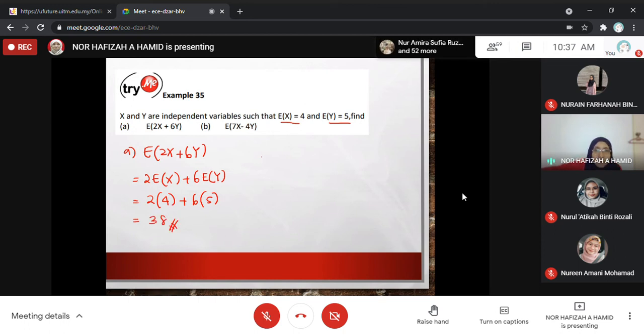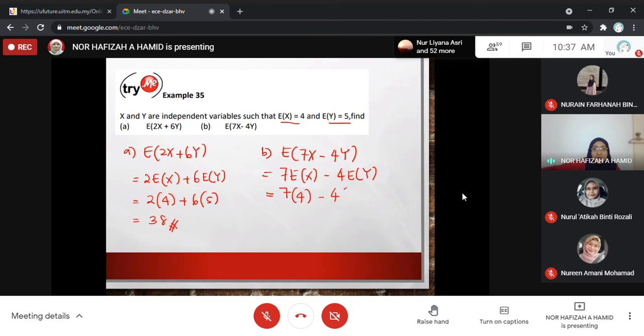And for B, we need to find E of 7X minus 4Y. So also I apply the rules, equal to 7Ex minus 4Ey. So equal to 7 times Ex, we have 4, minus 4 times Ey, we have 5. So 28 minus 20 and the answer is equal to 8. So this is example 34 and 35. So we have finished expected values.